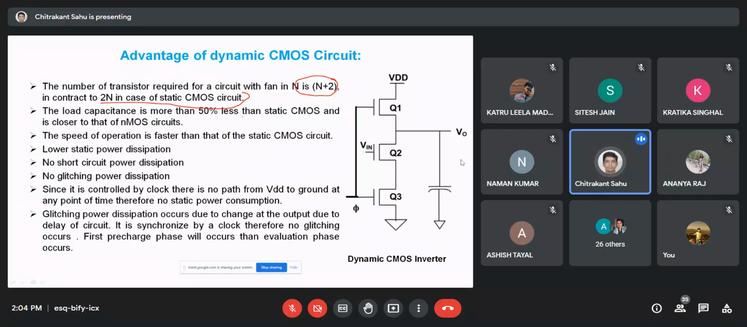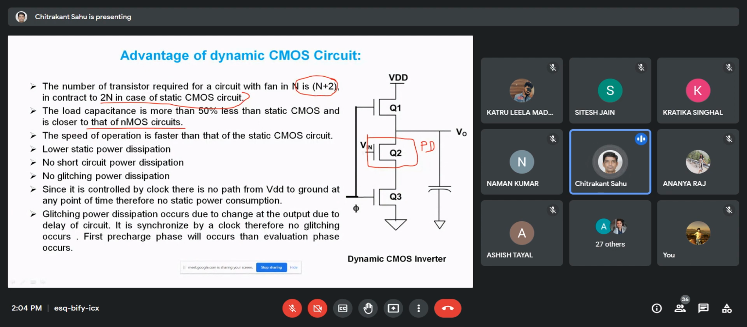Resistance is more than 50% less than static CMOS and is closer to the NMOS circuits. We can say these are the blocks, called the pull-up network and the pull-down network. So the pull-down network can prepare the whole circuit. That is why we have seen various examples also.